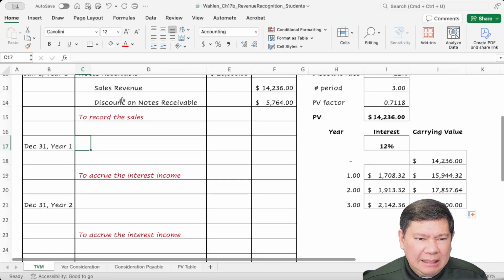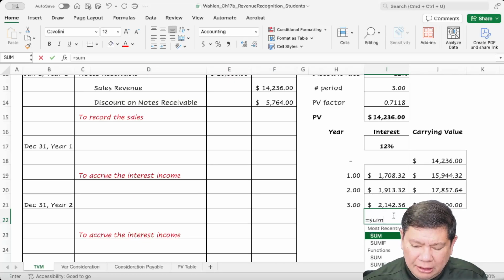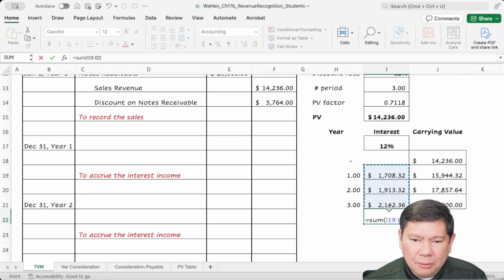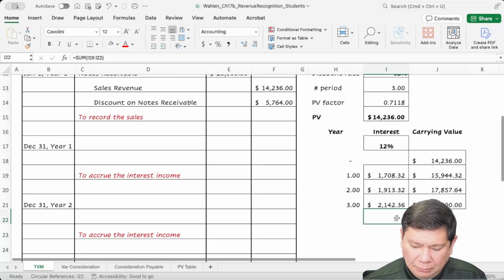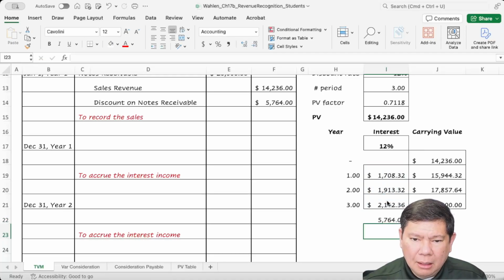Okay, so we amortize this discount from 5764, 20. So if you calculate the total here, the total should show you 5764. So these are the amortization every year, and total after 3 years, our amortization works. The discount will go down to 0.